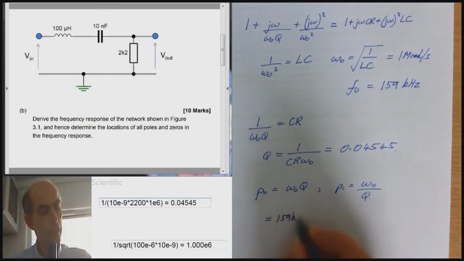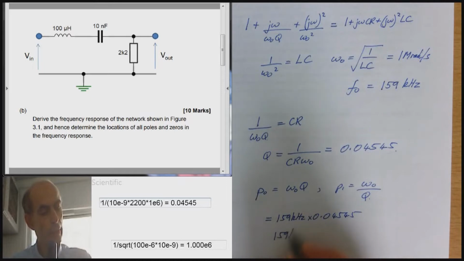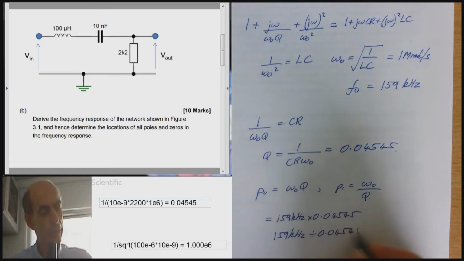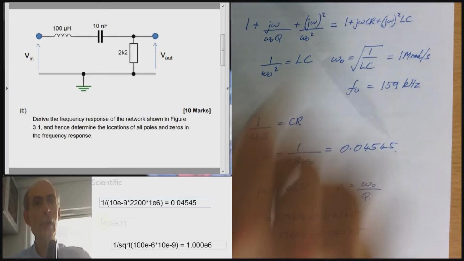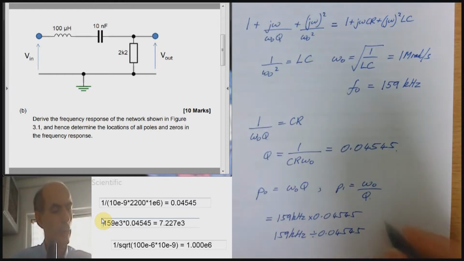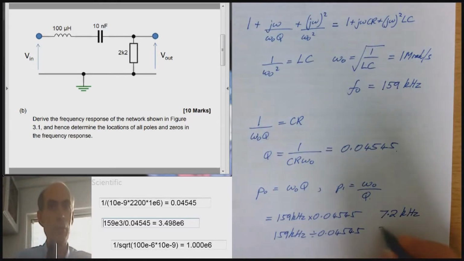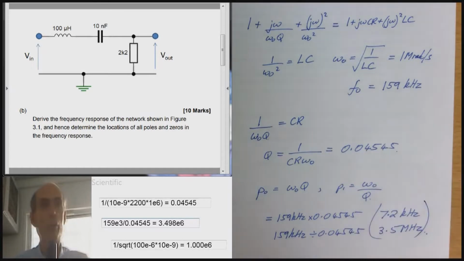So in that case here, that means that in terms of hertz, the pole frequencies would be 159 kilohertz times 0.04545 and 159 kilohertz divided by 0.04545, and that works out to be about 7.2 kilohertz for one of the poles, and the other one about 3.5 megahertz, which is exactly the same results as we got before.